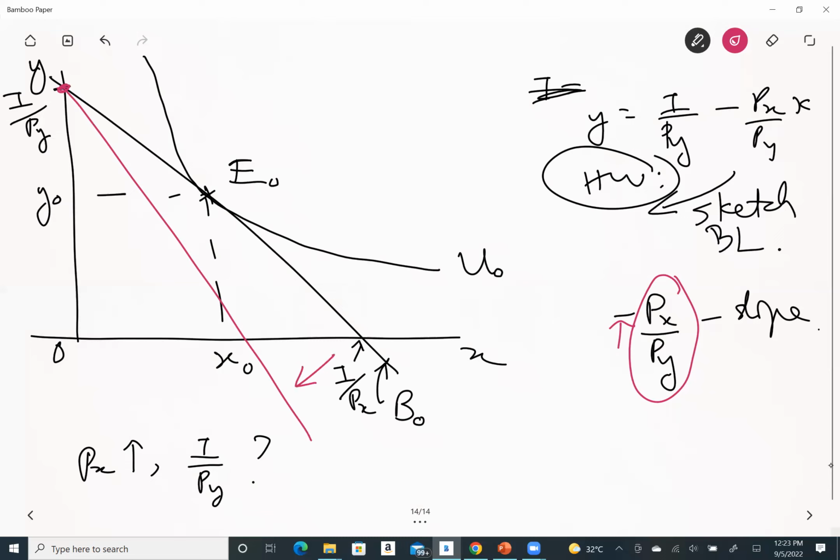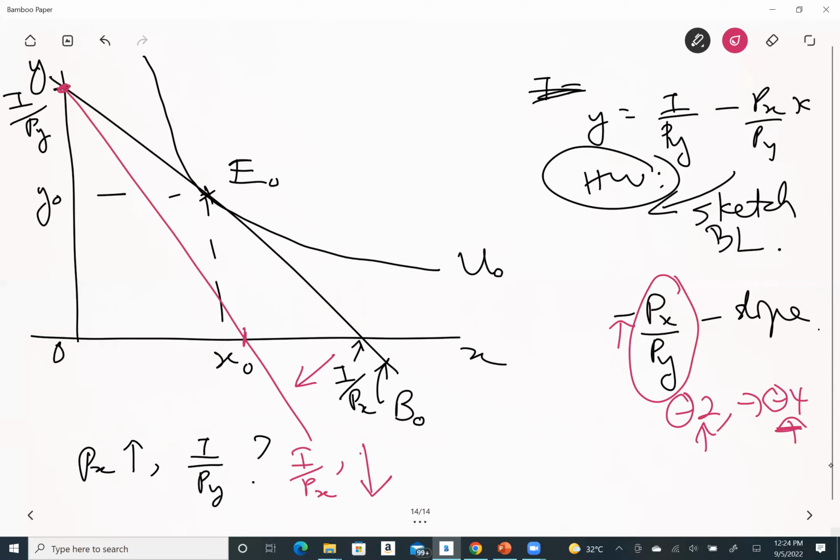The price of X goes up. You see the slope was -2, now becomes -4. Now, negative, you just imagine the line is going downward. So slope 2 and slope 4, which one is steeper? 4. Okay, so you have steeper 4. So the budget line will shift inside. But the real income, in terms of I over PX, okay, what happens? Decreases.